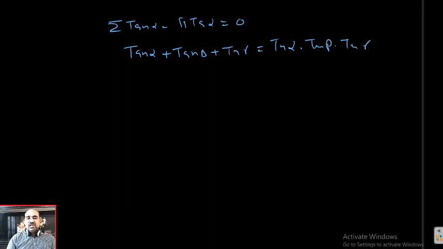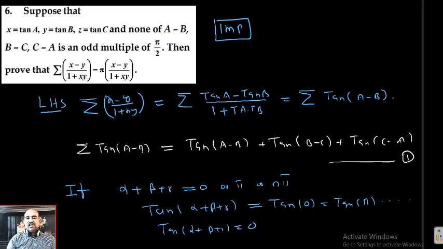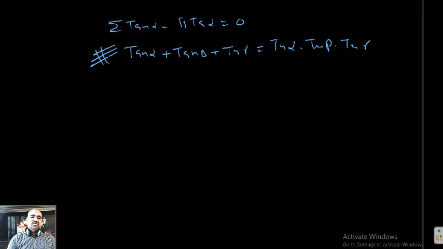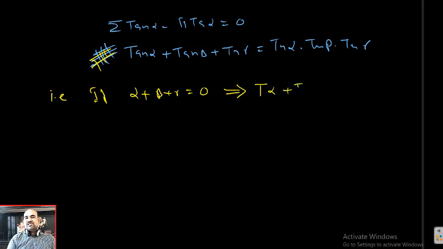Students, listen. If alpha plus beta plus gamma equal to 0, directly I can use this. If alpha plus beta plus gamma equal to 0, directly I can say that tan alpha plus tan beta plus tan gamma equal to tan alpha into tan beta into tan gamma. That I will write. If alpha plus beta plus gamma equal to 0 or pi or whatever it may be, n pi, directly I can conclude that tan alpha plus tan beta plus tan gamma equal to tan alpha into tan beta into tan gamma only. Okay.